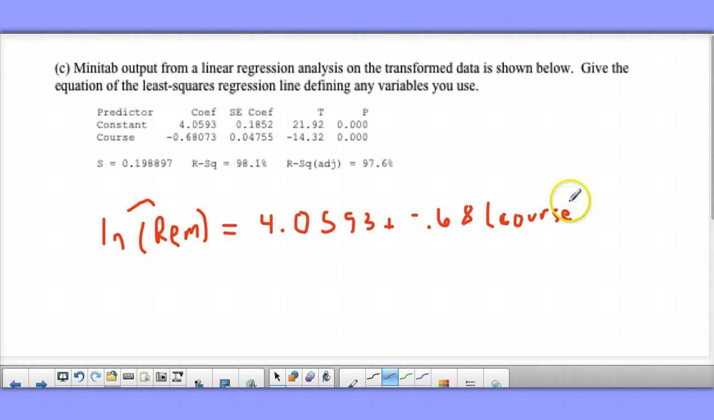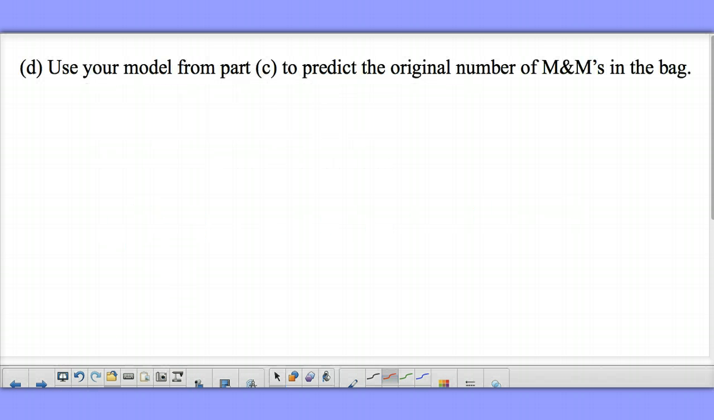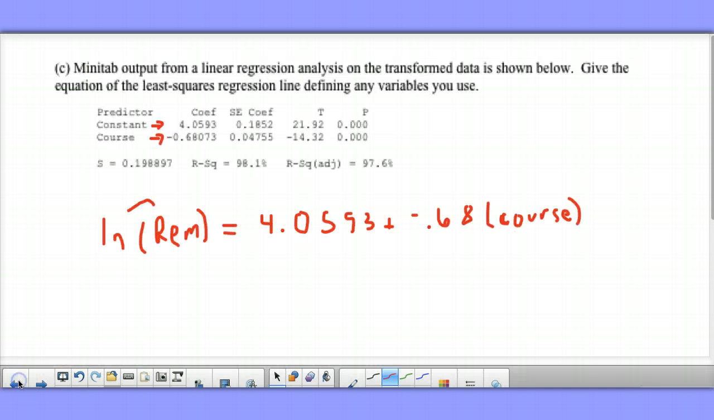So that's our regression equation from the information given on the computer printout, with the constant being the y-intercept and this other number being the slope. Now we're ready to use our model to make a prediction. We want to predict the original number of M&Ms in the bag, and that would occur when our course number would be 0. So negative 0.68 times 0 is obviously 0.